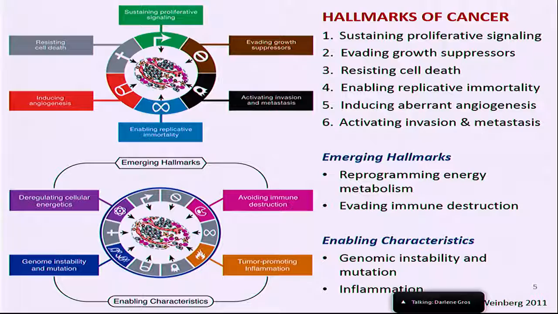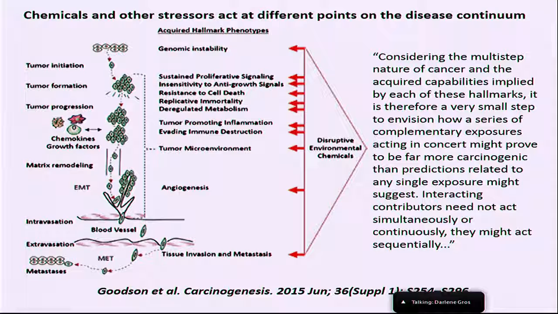And unknown to us, at the same time, another project was going on called the Halifax Project, which was not using IARC carcinogens, but was putting forward the idea of how do these hallmarks fit into the progression of cancer and the influence of chemicals on cancer. And they came up with this interesting idea by Goodson et al.